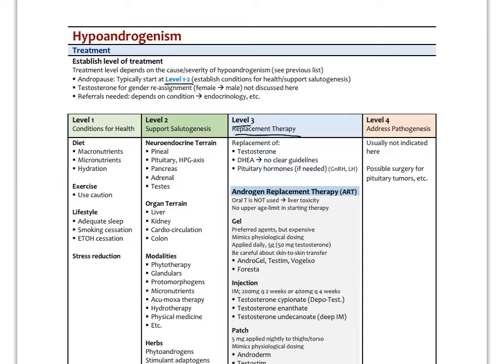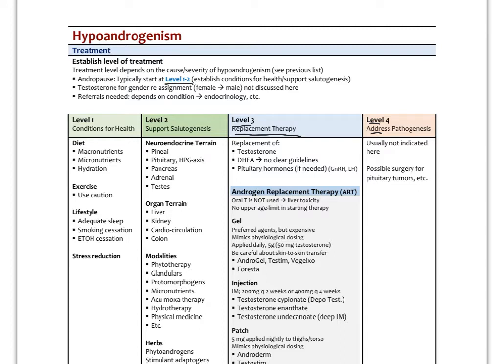Again, we're all going to approach it differently. But I tend to find that the level 1, level 2 therapy, especially the herbal therapies, can be very effective at improving androgen function in men. Level 4, addressing pathogenesis, really isn't going to have a place in hypoandrogenism, except maybe if we have like a prolactinoma or something like that that needs to be surgically corrected.